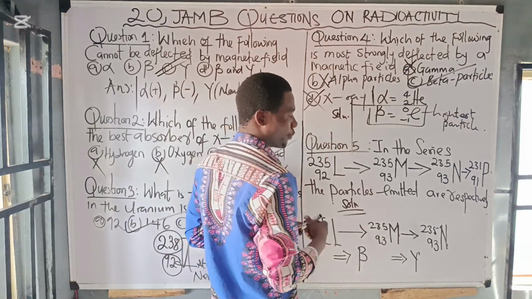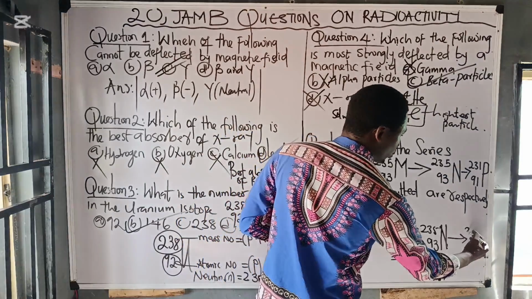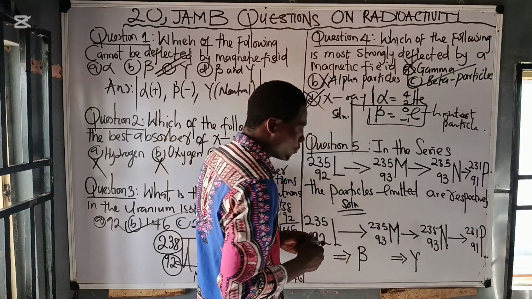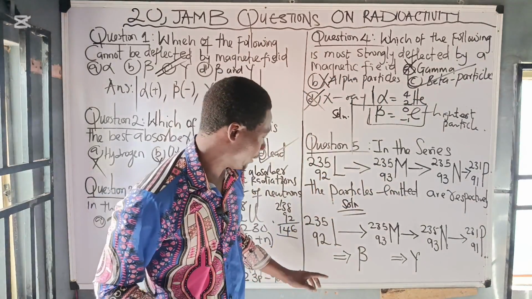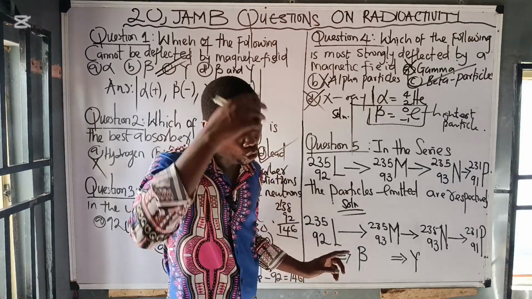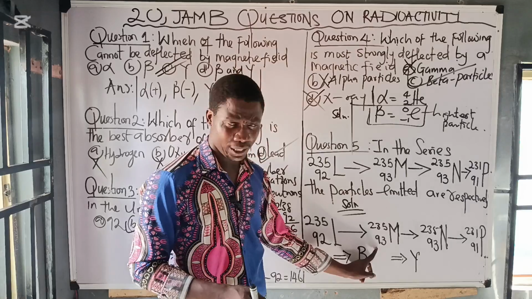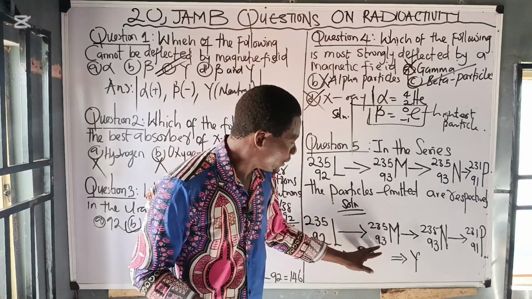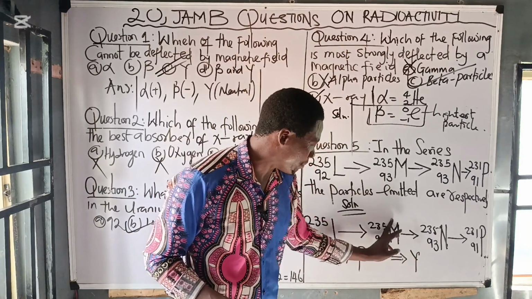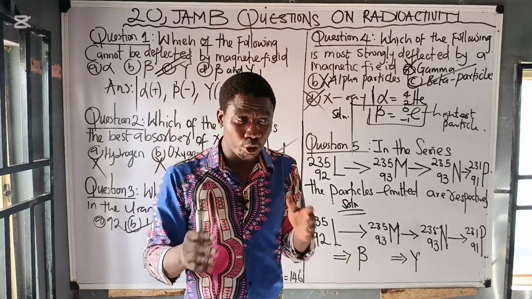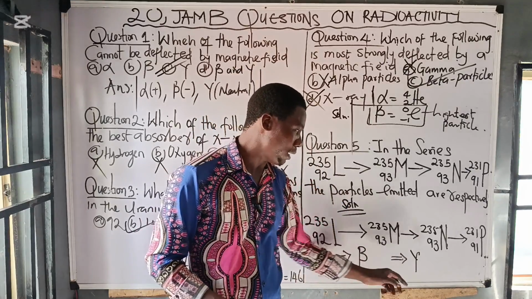Again, it now transformed into another substance, which is 231 91 of P. Listen to me, class. Beta means that the atomic number will increase by 1. That's why it turned from 92 to become 93. Now, this one remains the same. If you emit gamma, the mass number and the atomic number remain the same. That's why we say it's gamma.